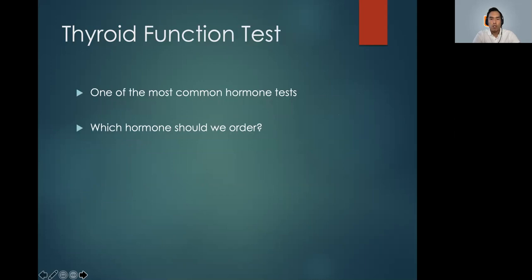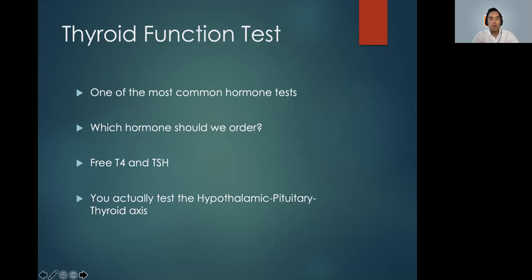Thyroid function tests are one of the most common hormone tests in endocrinology. Many of you have written or ordered thyroid function tests. So which hormones should we order? The hormones that we should order are free T4 and TSH. Free T4 is the best indicator of thyroid gland function. And when you order free T4 and TSH, you're actually testing the hypothalamic pituitary axis, right? Because TSH is a pituitary hormone, so you're assessing the feedback loop.